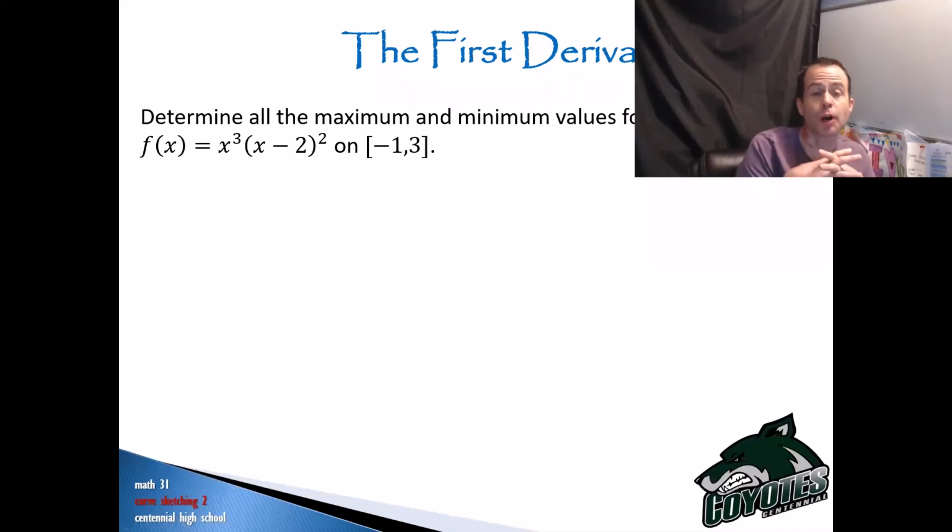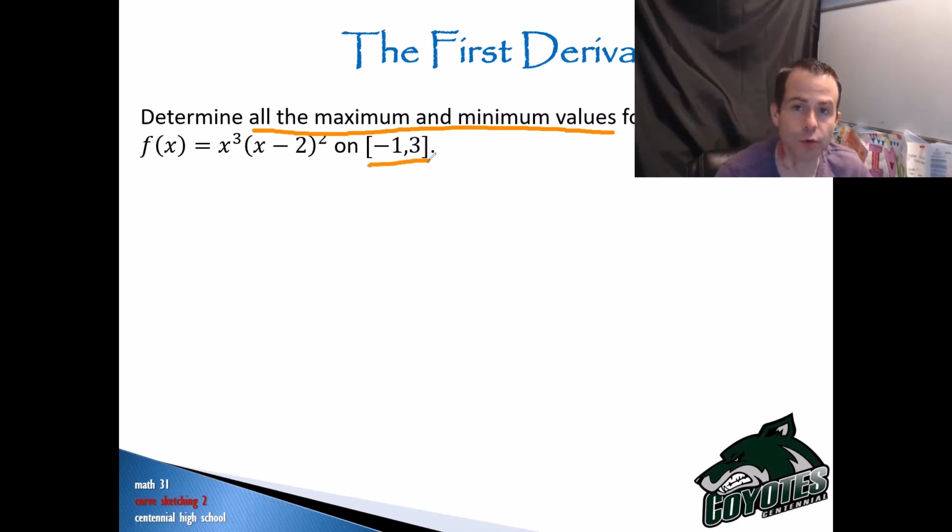Okay, so let's try a question together where we put all this together. Determine all the maximum and minimum values for the function f of x equals x cubed times (x minus 2) all squared on the interval -1 to 3. So the first thing I want you to notice is I said all the maximum or minimum values. So that's going to include both local and absolute, okay? And in your conclusion, you're going to need to make a distinction as to which ones are local and which ones are absolute, okay?